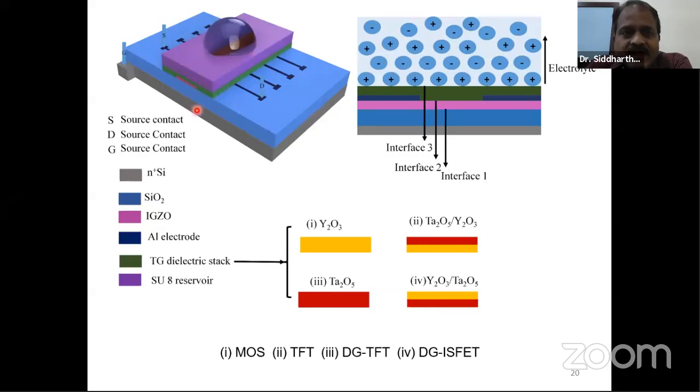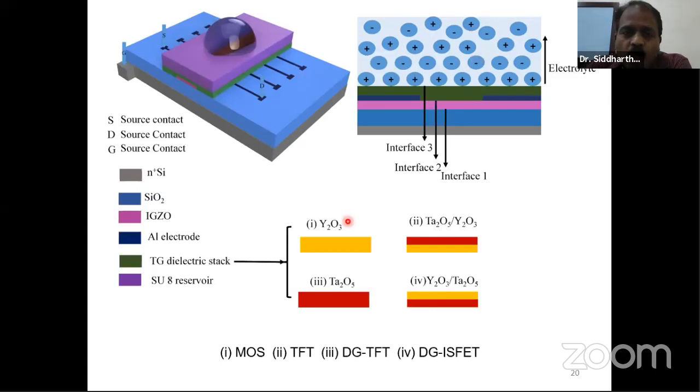This is the schematic of the device we used, and all the details are given here. What you see here is the top dielectric stack, because it's a dual gate, and hence we have a top dielectric and a bottom dielectric. The bottom dielectric is silicon dioxide, and you have a top dielectric stack here, with more details given in the cross-sectional view. The pink one is the semiconductor, IGZO. The blue one is the silicon dioxide, which is the bottom dielectric. The green one is the top dielectric stack, and then here we have the electrolyte.